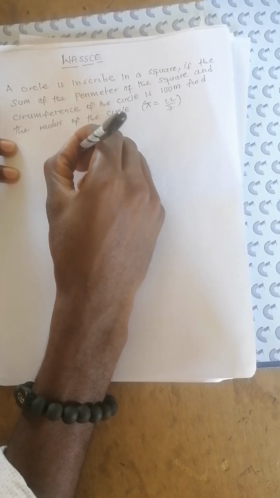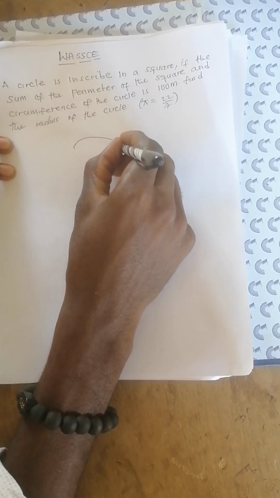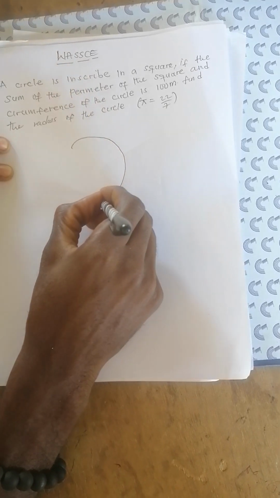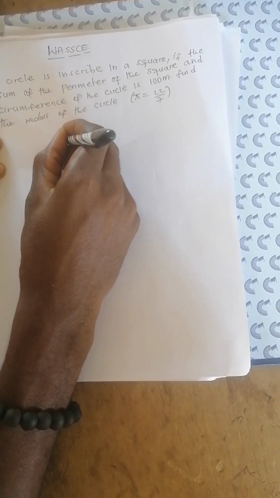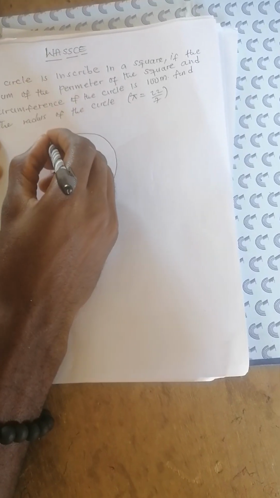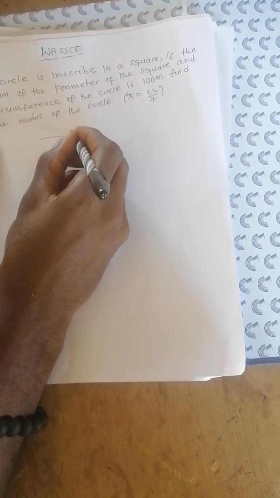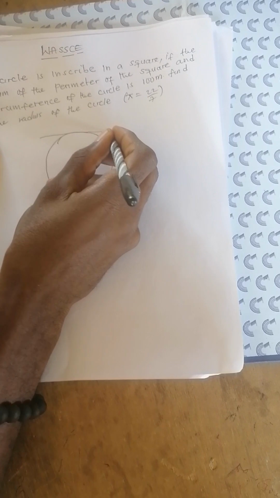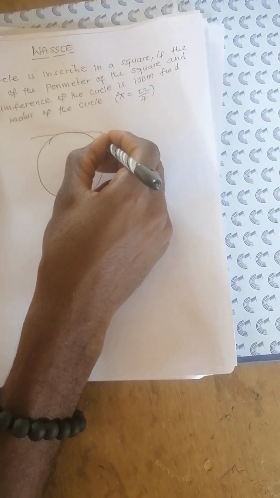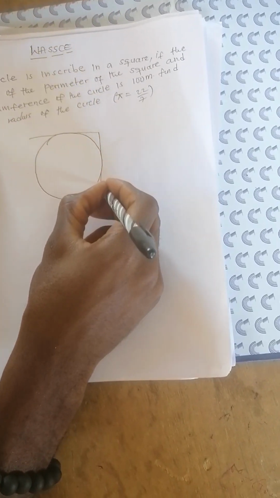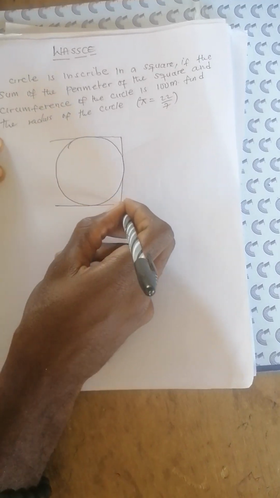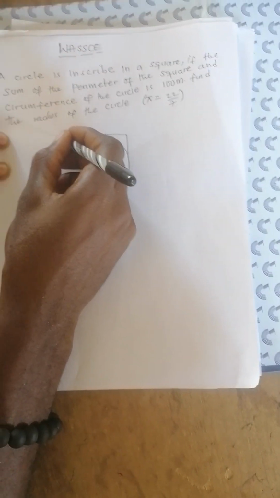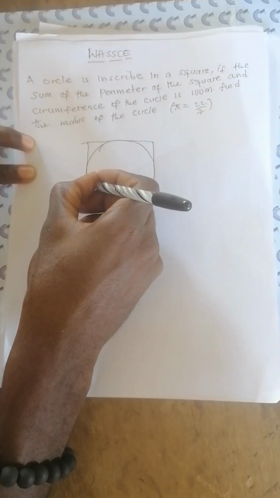Now let's say you have a circle like this. I'm using freehand here, so I don't know if I will have a perfect circle. If this is the circle, now it's inscribed in a square. You make sure that the sides of the square touch the circle: this line also touches the circle here, and this side also touches the circle here.